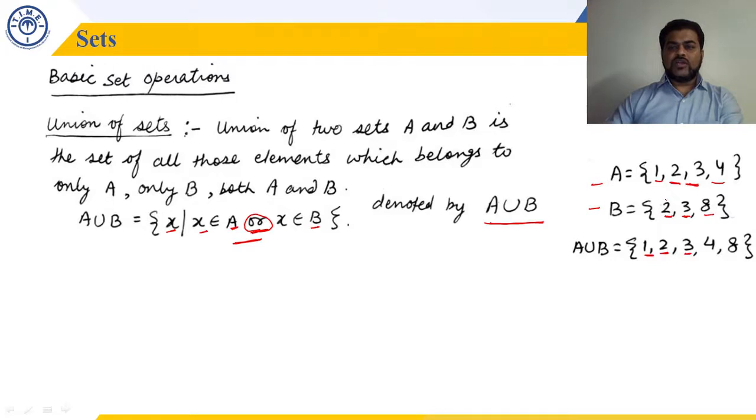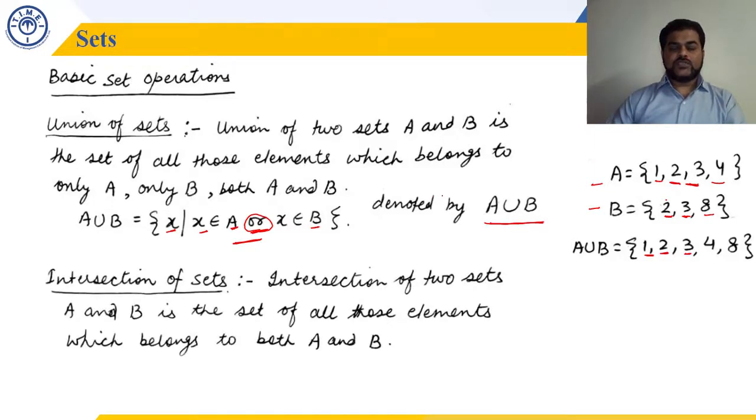And these two are basically common elements. 2 and 3, these are common elements. That brings us to the next operation, which is intersection of sets. Intersection of two sets A and B is the set of all those elements which belong to both A and B. So if an element belongs to both A and B, then that element will be counted under intersection. So basically, in simple words, we can say the set of all the common elements, that will be the set A intersection B. Okay. It is denoted by this symbol, inverted U, like this.